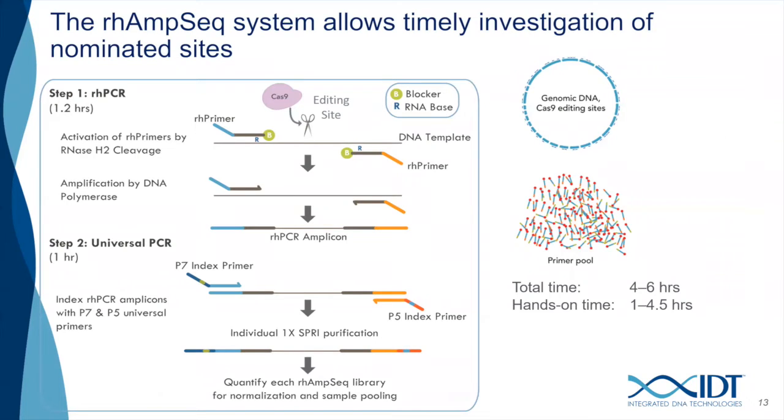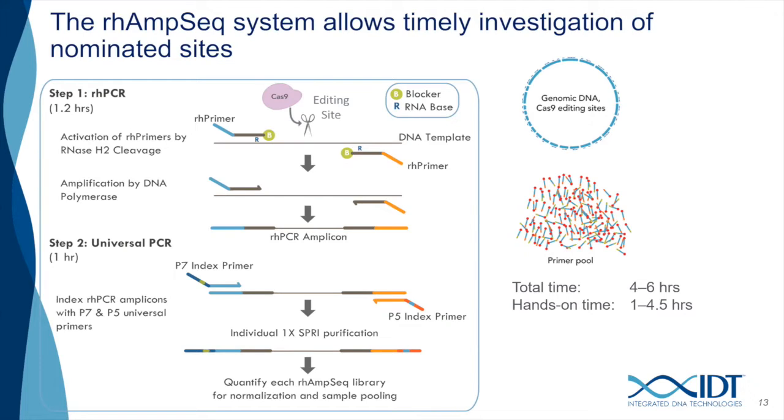I've mentioned this a few times, but what is RAMP-seq? RAMP-seq is a highly specific multiplexed next generation amplicon sequencing technology that uses RHPCR. RHPCR is an amplification method that uses primers that contain an RNA base and a 3' blocking group, shown here with the green circle. RNase H2 is present in the PCR master mix and recognizes this RNA DNA heteroduplex and cleaves, releasing this blocking group and allowing amplification to occur.